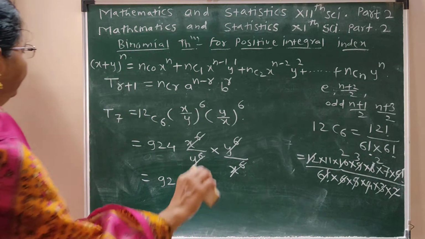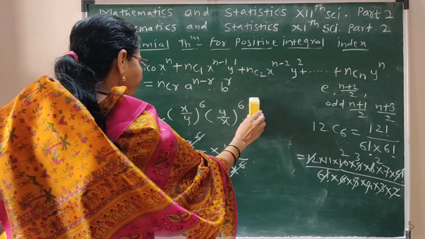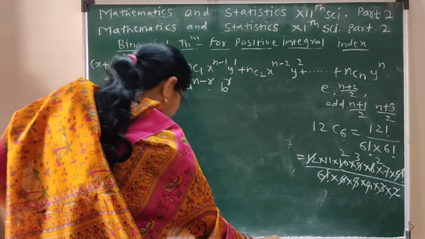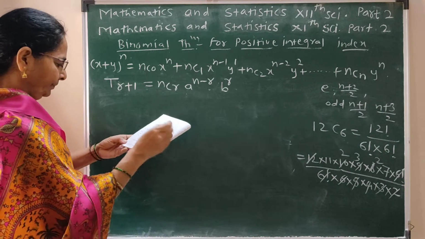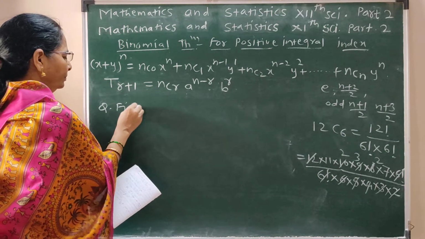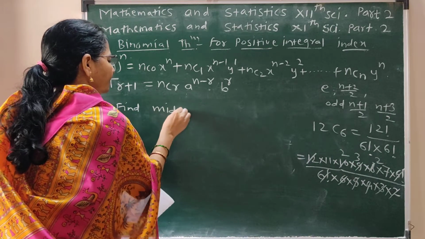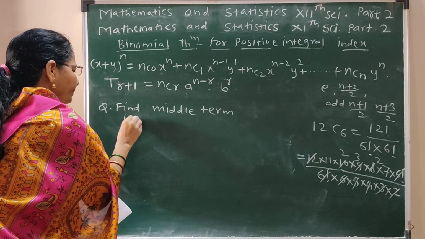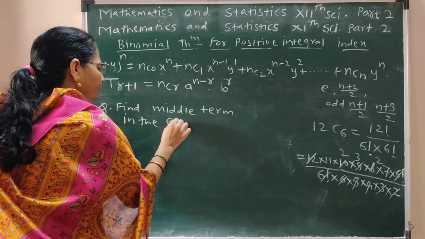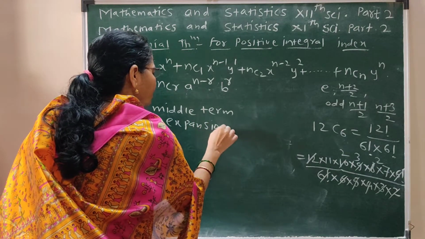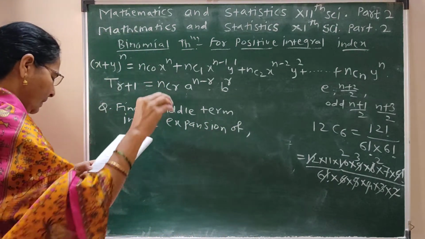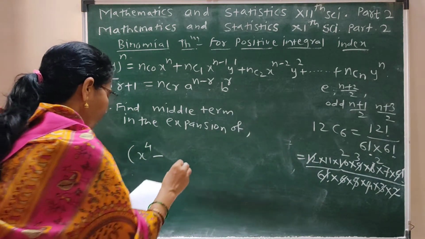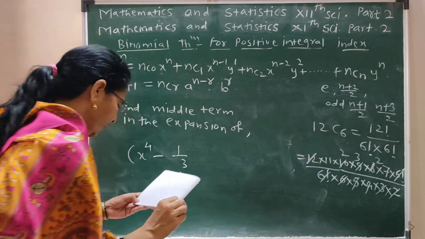Next is the question. Middle term. Question: find the middle term in the expansion of (x raised to 4 minus 1 upon x raised to 3) raised to 11.